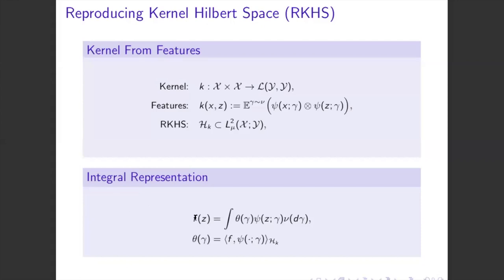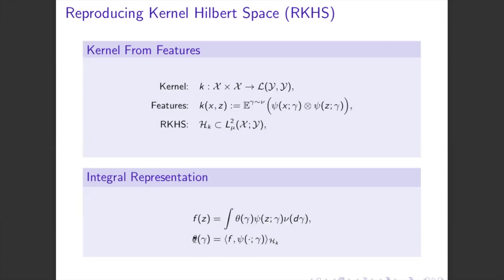Nonetheless, waving hands in a way for the moment, it's possible to get an integral representation of any function f in the reproducing kernel Hilbert space. So f, mapping x to y, has an integral representation. I won't call it a transform because it's not invertible. And that representation is here. So one takes the random feature psi, and then there's a coefficient theta, which depends on the random parameter gamma, which is just formally the inner product of the function f with the random feature psi in the reproducing kernel Hilbert space.